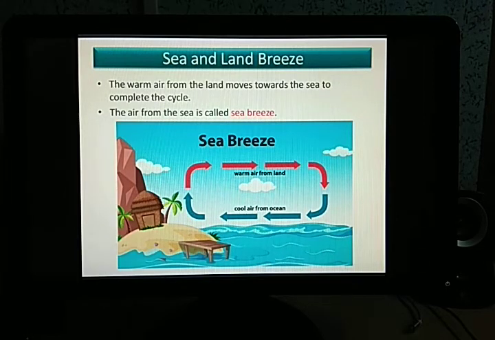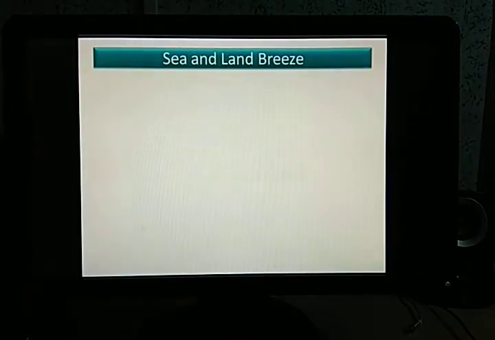Now you might be thinking this happens only in the day. What will happen at night? Yes, at night another mechanism happens. Now we have talked about sea breeze. Now there is another left, that is land breeze. Now let us see what is land breeze.